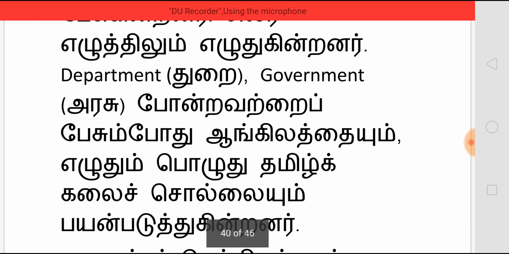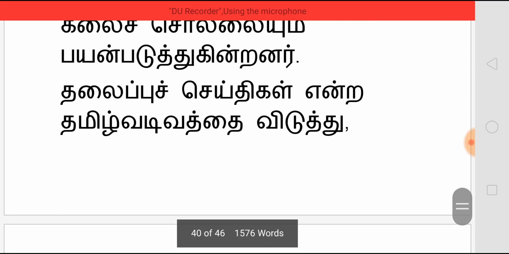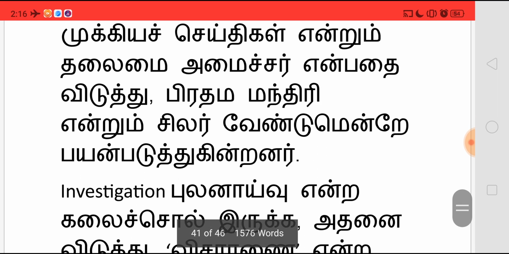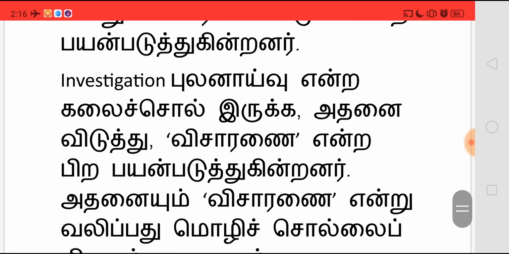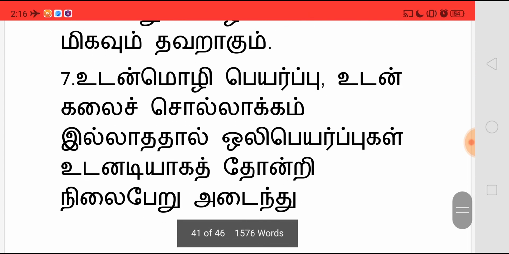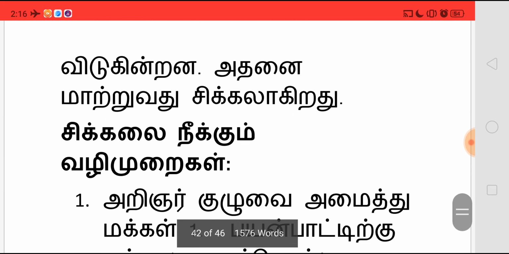And even while we are writing, we write department or government, we do not use the words Thurai or Arasu. And even while we are talking, we use the same words. Instead of saying Thalapu Seidigal, we say Mukhya Seidigal. Instead of saying Thalame Amachar, we say Pedrama Mandri. And instead of saying investigation, we have Pulanaivu, which is an equivalent word for investigation, but we use the word Visarane. And this is all not acceptable in Tamil. Immediate translation and immediate making of new words are not there. That is why these sound translations have come and they have become permanent.